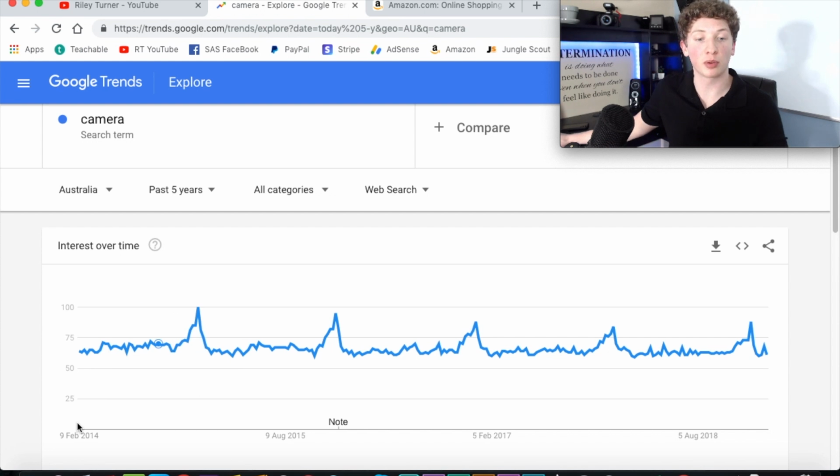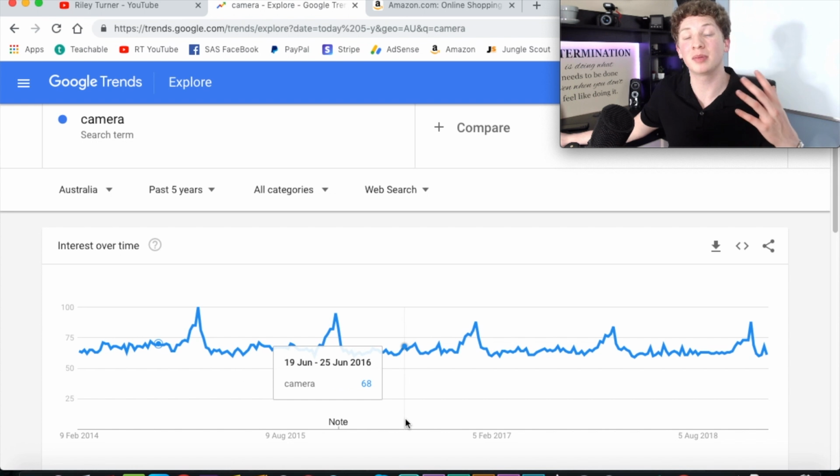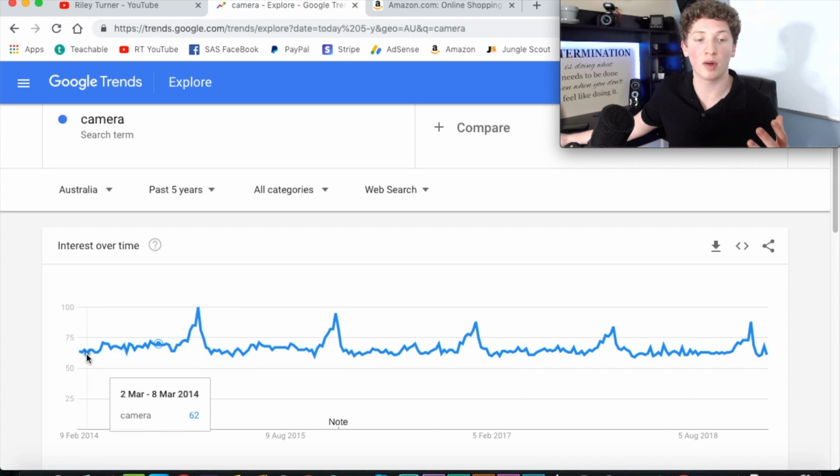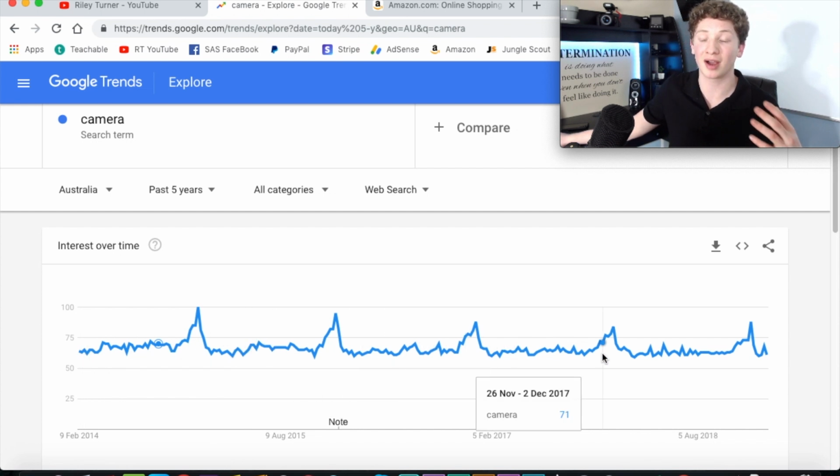Now, if you guys search for a product and it is at the very bottom of the chart where the cursor is right now, that means that it probably doesn't have much of a demand or popularity. So you can see this one is doing pretty well between 50 to 75. So that is pretty steady throughout the whole year at a good rank.